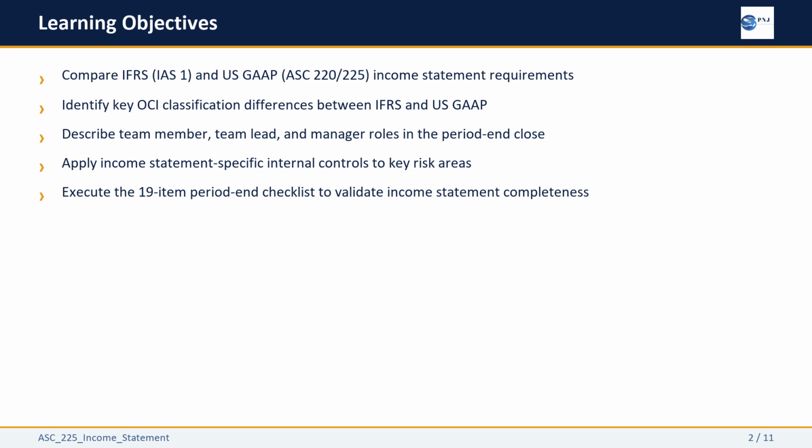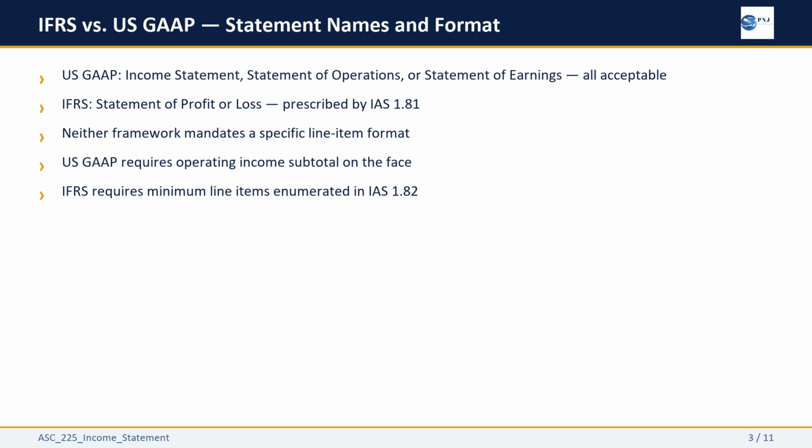By the end of this section, you will be able to compare how IAS 1 and ASC 220 handle income statement presentation and OCI classification. You will understand the responsibilities of each role in the close process and know which controls target the highest risk areas of the income statement. Most practically, you will be able to work through the 19-item period-end checklist and know exactly what you are certifying at each step.